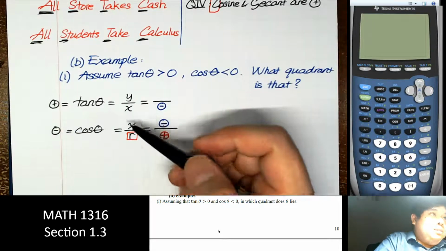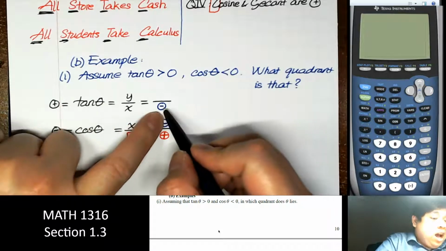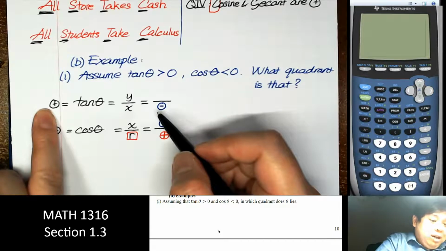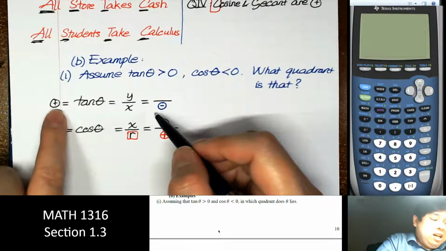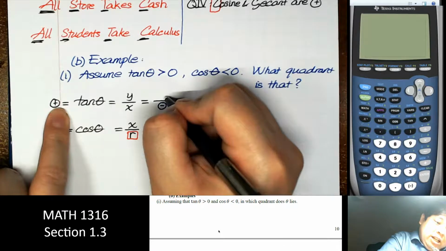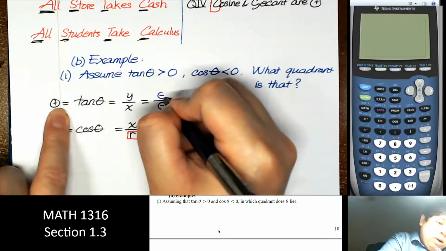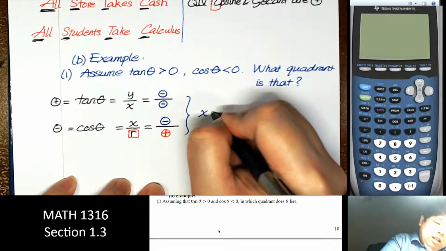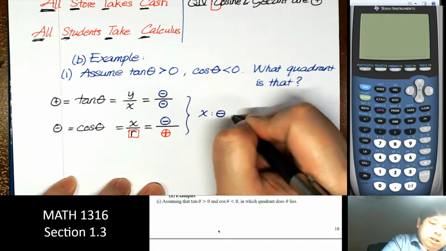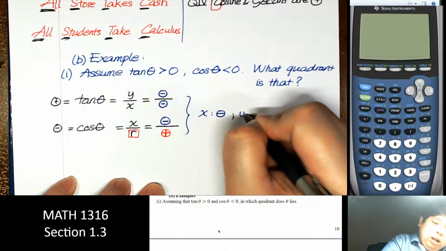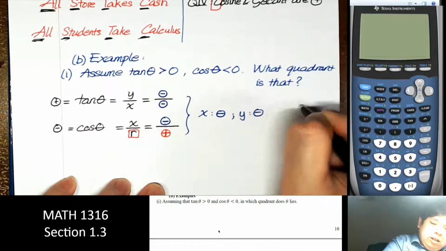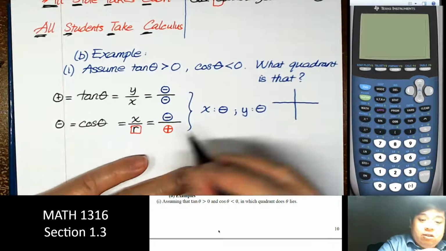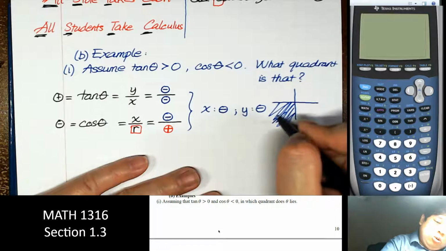Now, tangent is y over x. We know x is negative from here, but overall tangent has to be positive. So the only thing that makes sure it is positive is negative divided by negative. So with all of this, we have x is negative and y is negative. And the quadrant where both x and y are negative has to be quadrant 3.